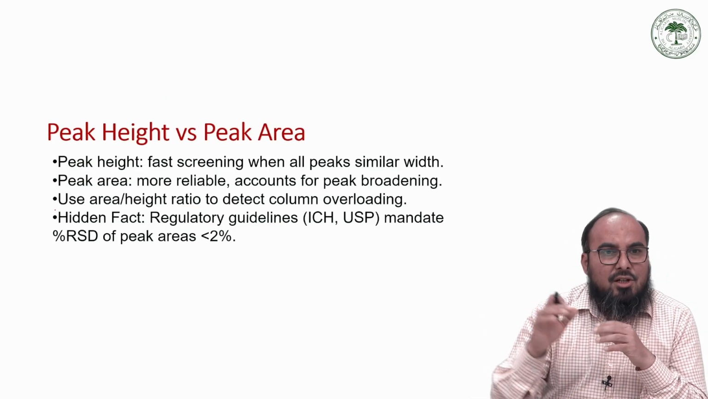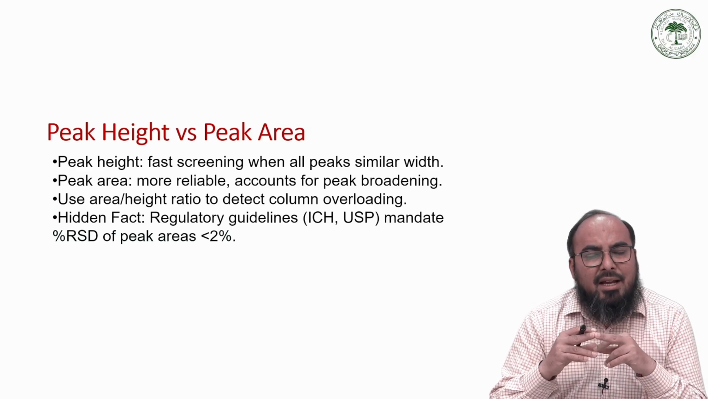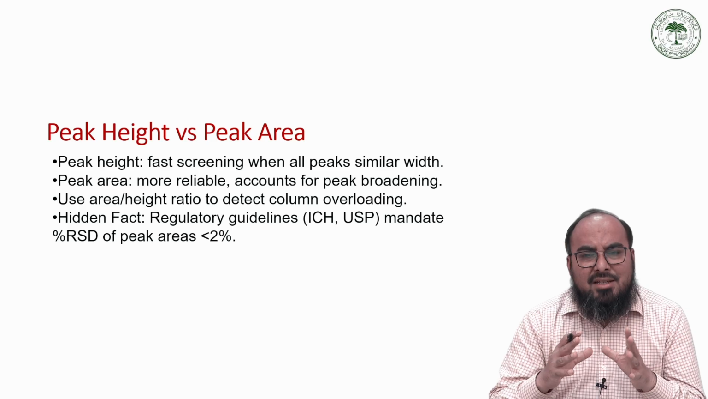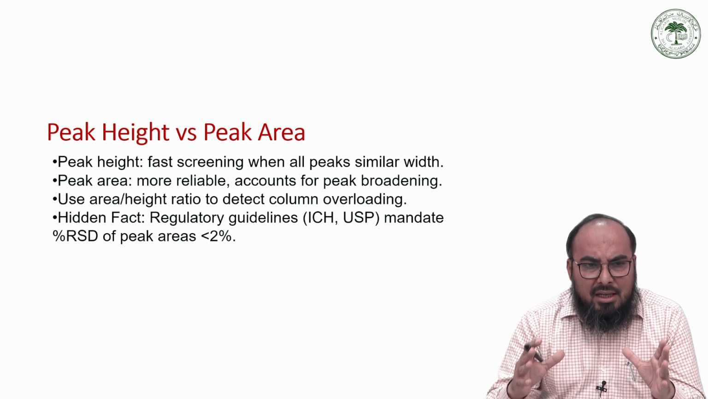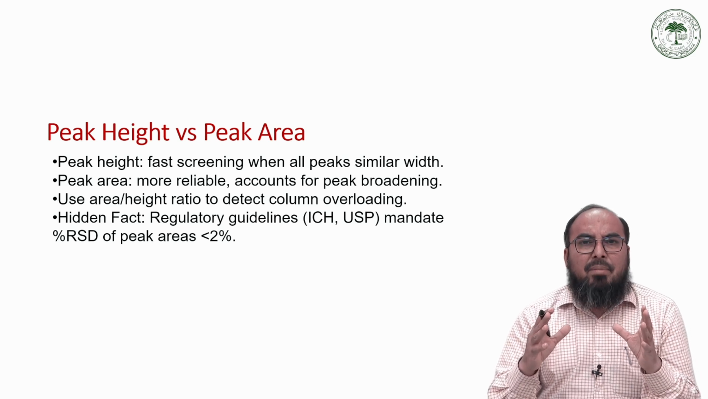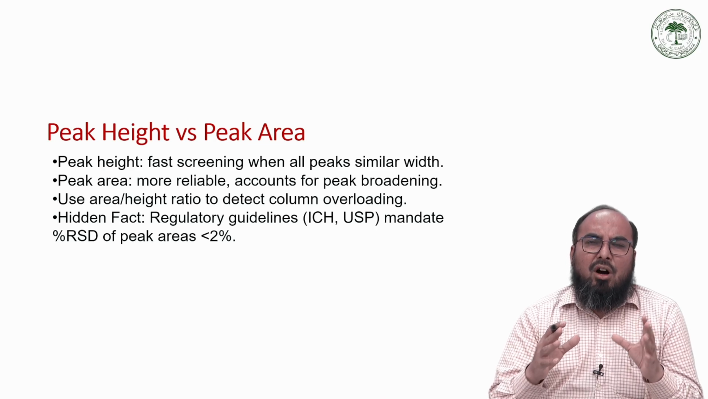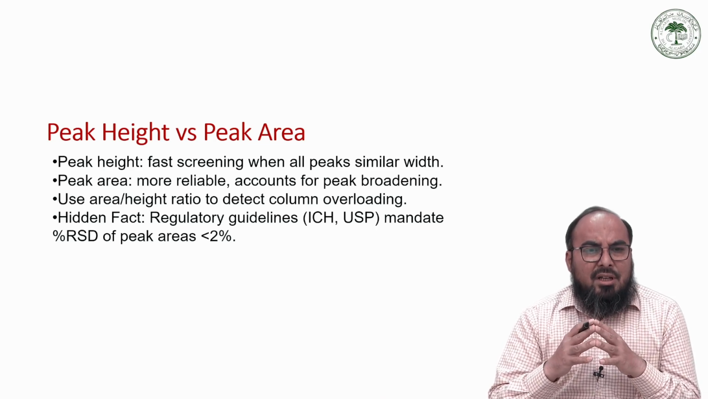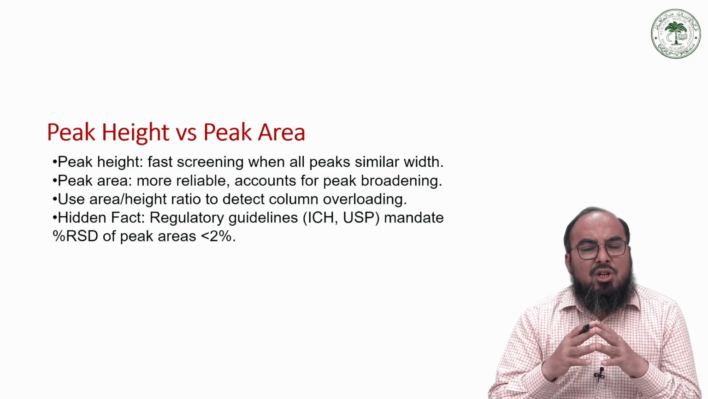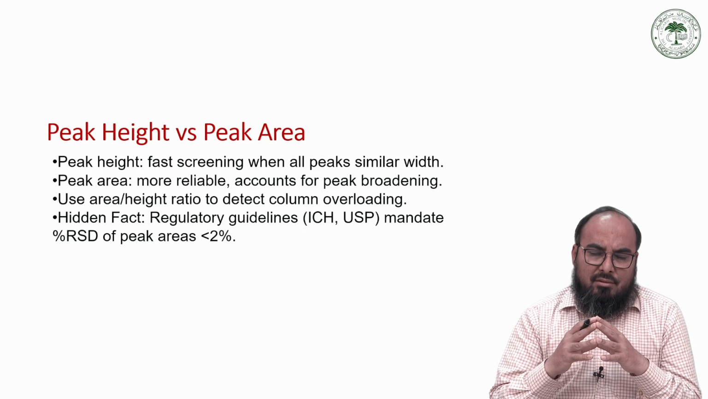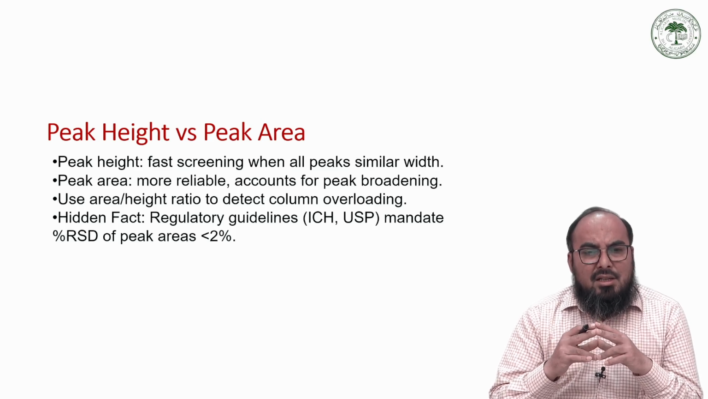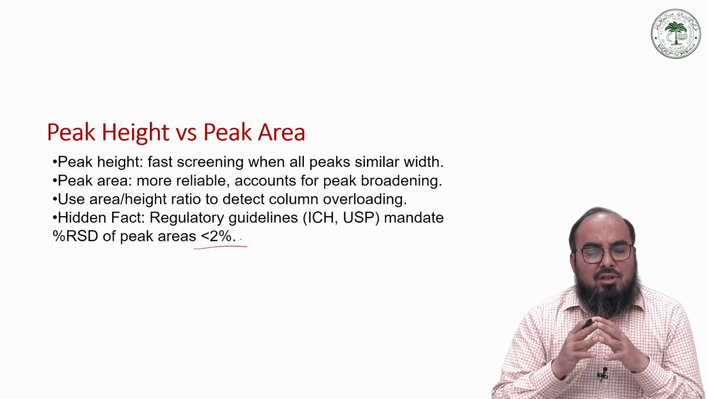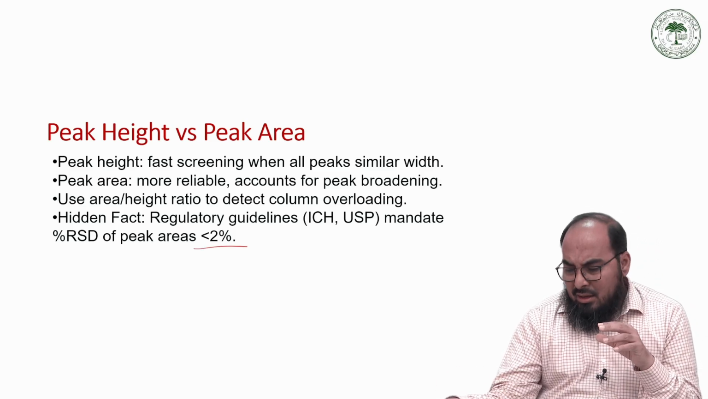Okay. So, peak height versus peak area. The peak height gives you an idea for a fast screen, whether all peaks have similar width or not. And peak area is more reliable because it accounts for peak broadening, and it also gives you the quantity of that particular analyte. The important thing is that you have to use the area-to-height ratio to detect column overloading, that is, whether your column is overloaded or not. So we have to follow certain guidelines. The mandated limit is that the peak area must be less than 2%. So this is the importance of peak height versus peak area.